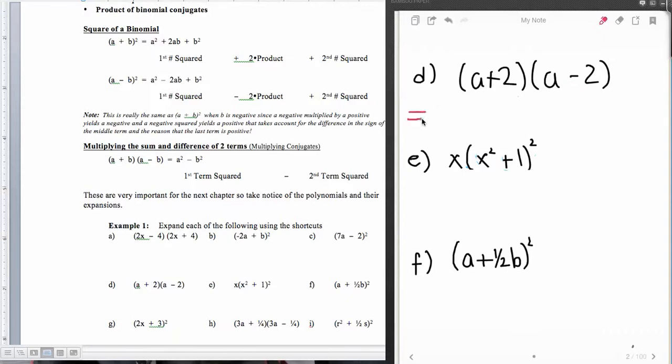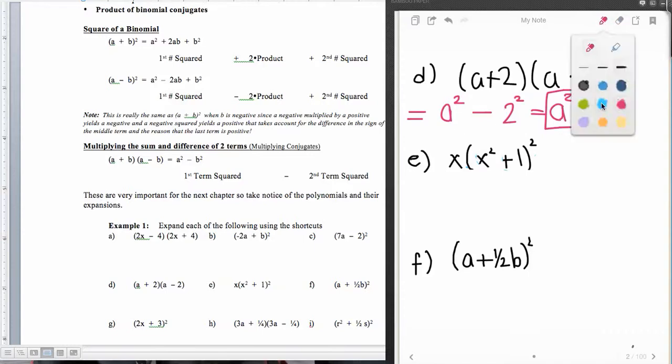Now the next one here, I have a binomial times a binomial where they're exactly the same numbers, just the signs differ. That's the product of conjugates. So I'm going to take my first term, a, and square it, minus my second term, 2, and square that. So I'm going to get a squared minus 2 squared, which is 4. Make sure that you don't leave it as a squared minus 2 squared. That is not simplified and it won't give you 100% credit.